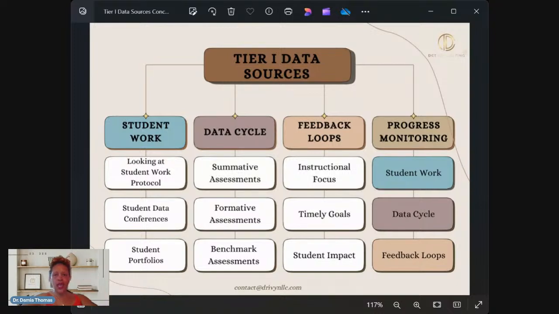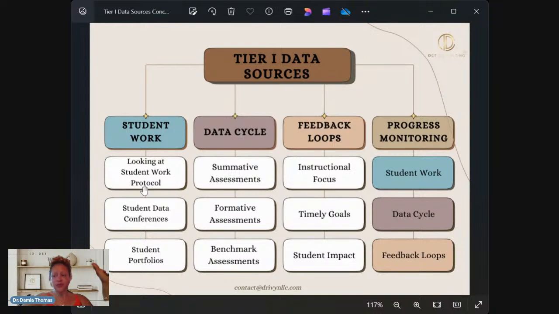So when we're looking at student work, which is right here in the aqua blue color called student work, there are multiple. This does not encompass the entire list, but these are the ones that are really important to lift up because they give you the biggest bang for your buck, right? So in terms of student work, are you using a student work protocol? That's a source of data when you're meeting in your collaborative meetings.